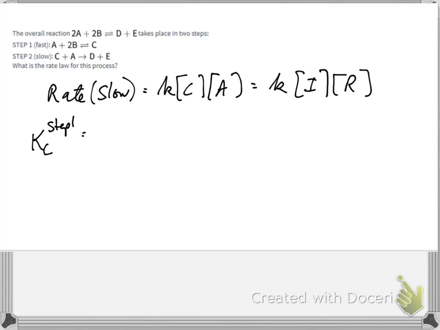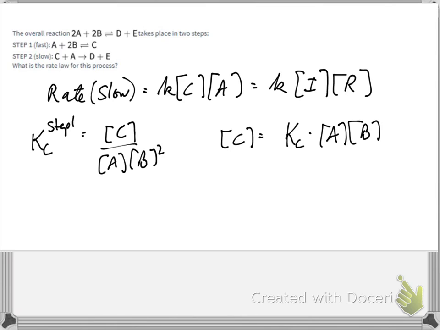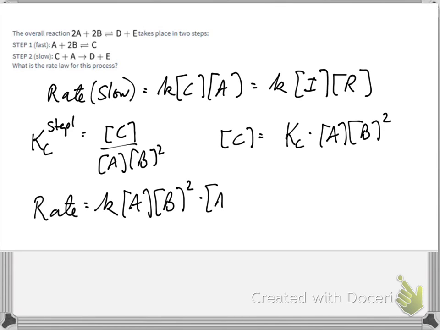So we write out Kc from step 1. That gives us a way to substitute for C. So C is Kc A B squared. Keep in mind that we don't really use the equilibrium constant Kc for anything. It just becomes a new constant. So when we substitute for C, we now get the rate as K times A times B squared times the original A from the rate law, which gives us K A squared B squared. So we can analyze this under second order A or second order B, keeping the other constant.